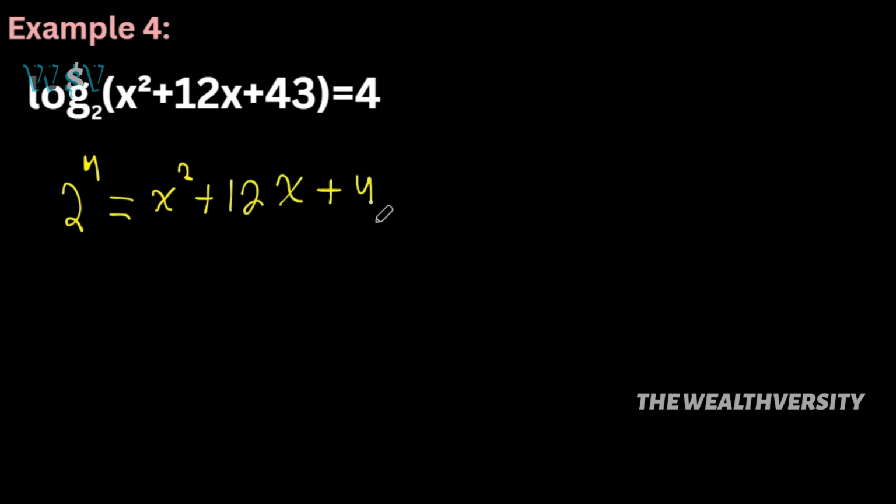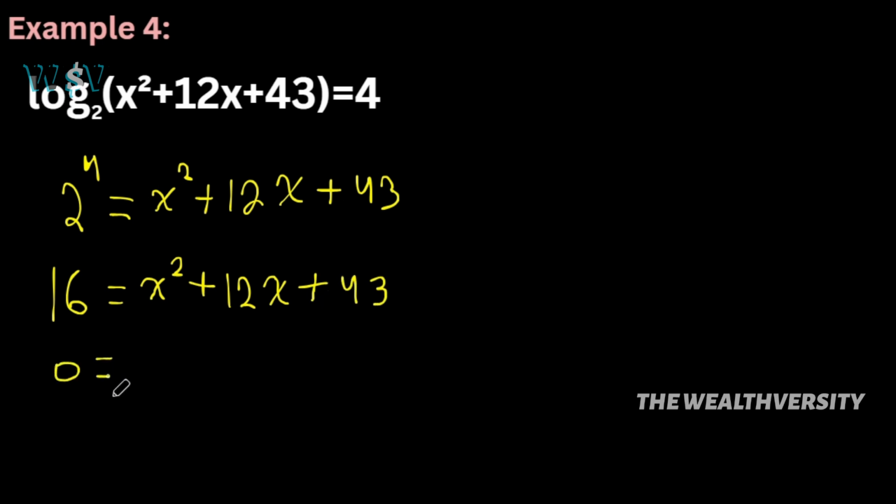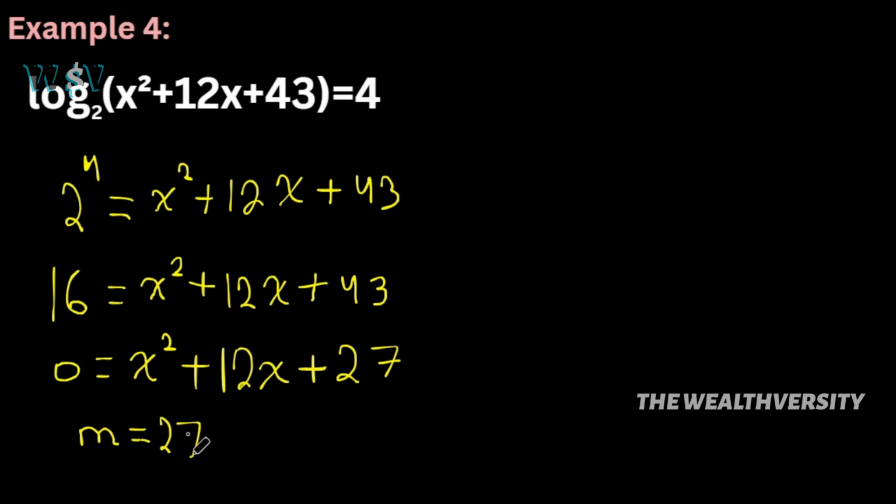We do that by evaluating 2 to the power of 4, which is equal to 16, and we move the 16 to the other side of the equation. So we get 0 is equal to x squared plus 12x plus 27, because we subtracted 43 minus 16. Now we use the factoring method to find two x values that multiply to 27 and add up to 12. We get 9 and 3.